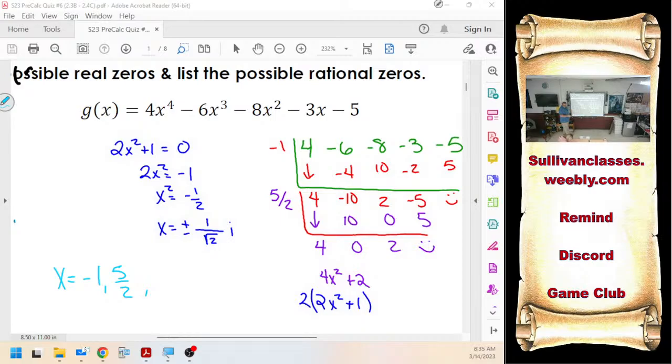rationalize 1 over square root of 2. You have to multiply by square root of 2 over square root of 2, getting plus or minus root of 2 over 2i. You have to rationalize the denominator. It's something small, but we simplify our answers here. Okay?